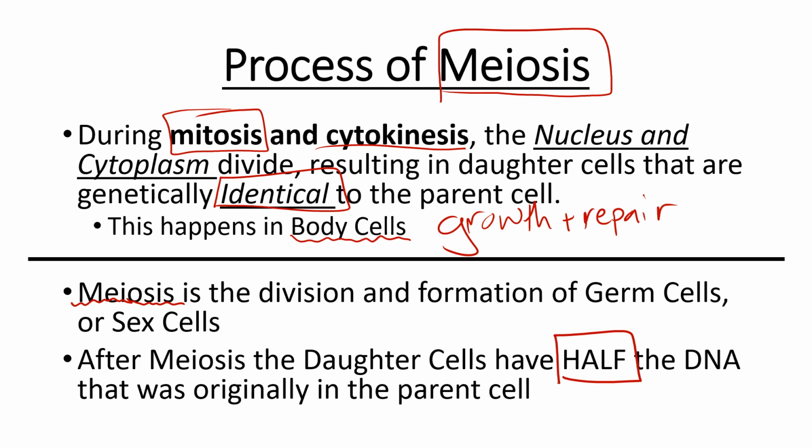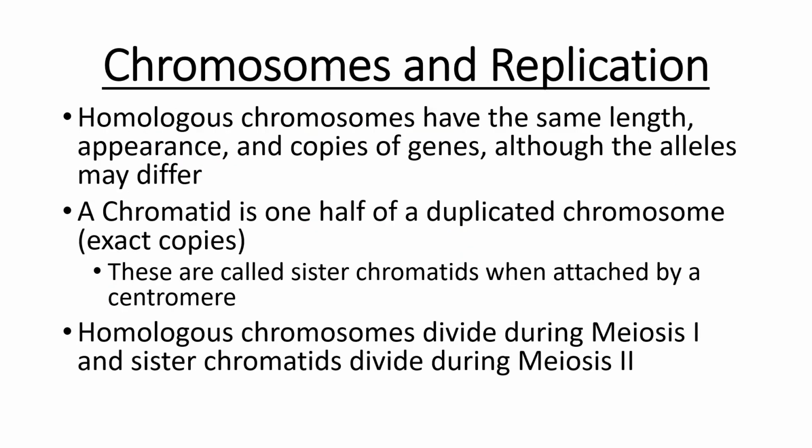It is very unfortunate that these 2 words sound so similar, but just remember to look at the beginning. If it says MIT, we're talking about exact copies. MEI, meaning making the germ cells. So, to review chromosomes before we get into the process of meiosis. Homologous chromosomes, remember that's what our karyotype had, that picture of all your chromosomes. They have the same length, appearance, and copies of genes, but the actual alleles or variation of those genes may differ.